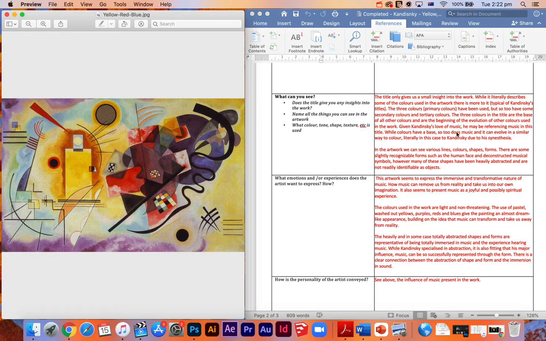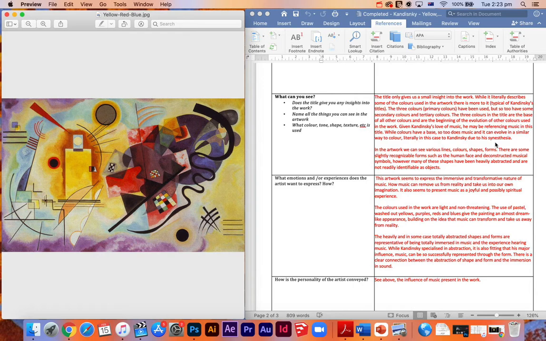So given Kandinsky's love of music, he may be referencing music in this title. So he might be drawing a reference or an analogy, I guess, between music and art. So I've said here, while colours have a base, so too does music. So there are things that, even though music is very distinctive in its different styles, form the basis of it: musical notes, timing, all those kind of things. And he might be drawing an analogy between those.